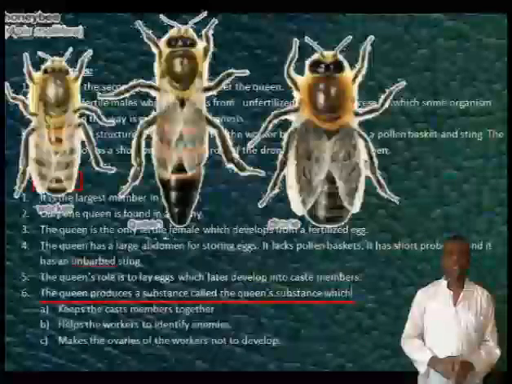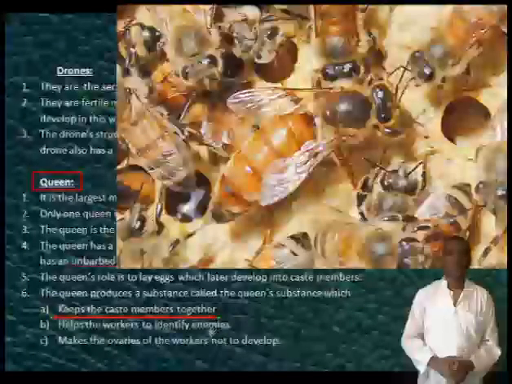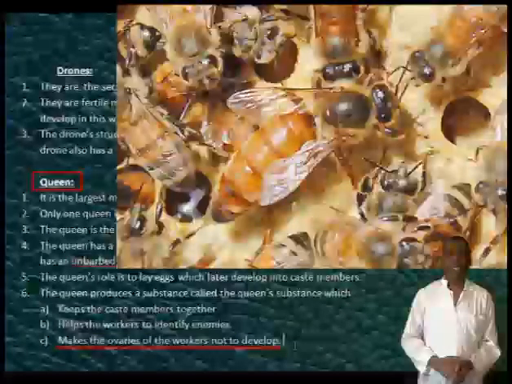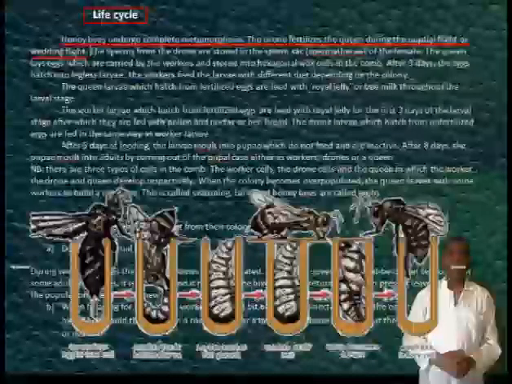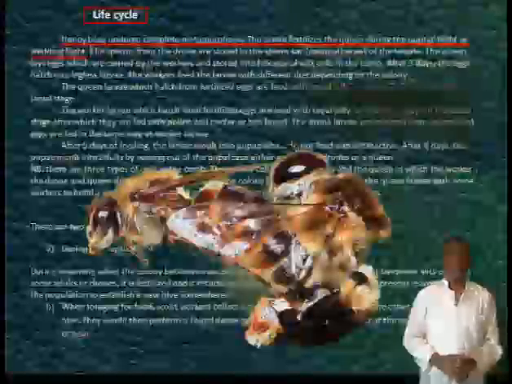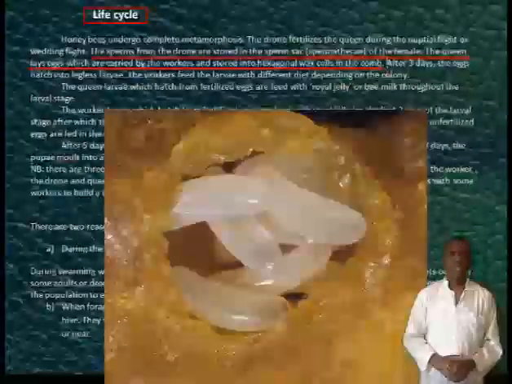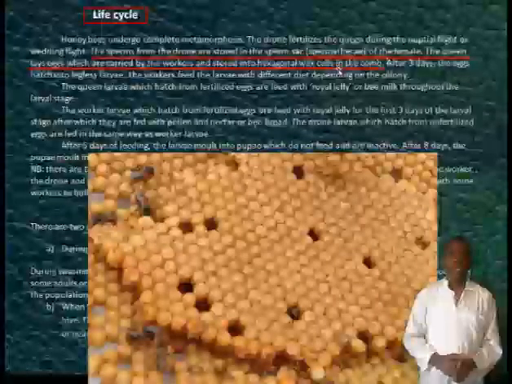The queen produces a substance called the queen substance which keeps the caste members together, helps the workers to identify enemies, and makes the ovaries of the workers not to develop. Life cycle. Honeybees undergo complete metamorphosis. The drone fertilizes the queen during the nuptial flight or wedding flight. The sperms from the drone are stored in the sperm sac of the female. The queen lays eggs which are carried by the workers and stored in hexagonal wax cells in the comb.